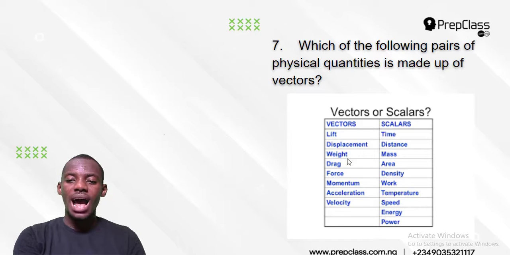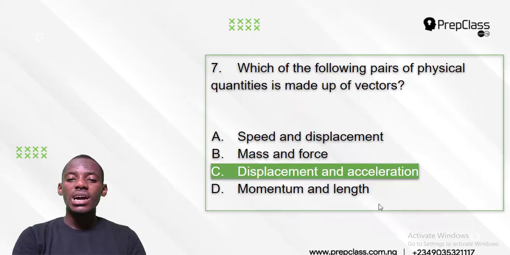Displacement and acceleration are both vectors, but lift, weight, drag, force, momentum, and velocity are all vectors. But scalars, we have time, distance, mass, area, density, work, temperature. These are all scalars. So this is the answer. So the answer is option C for number 7.